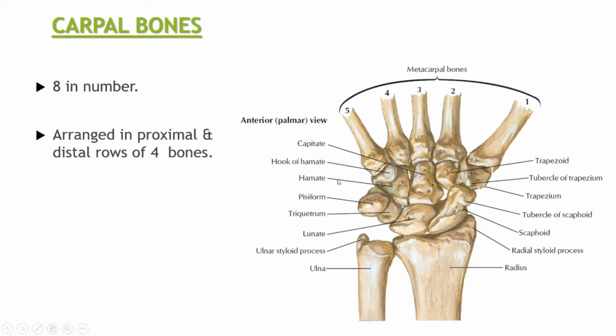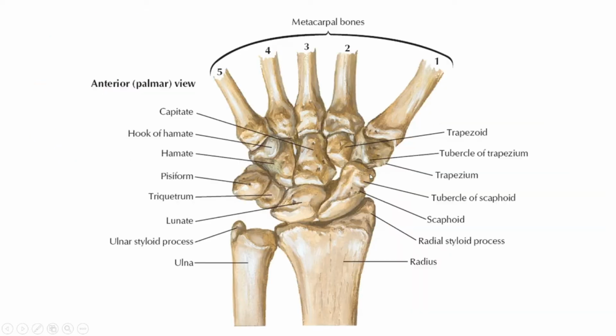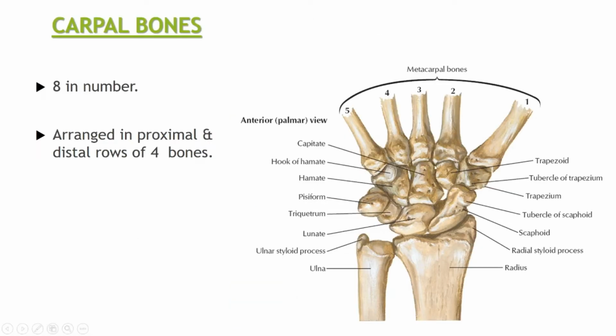Going with the carpal bones, there are 8 carpal bones, which form the first, or the proximal part, of the bones of the hand. These 8 carpal bones are present in 2 rows, 4 bones in each row. There are 4 bones in the proximal row and 4 bones in the distal row.